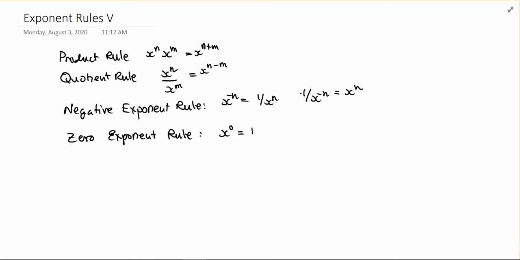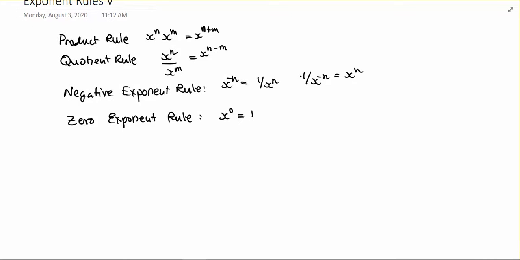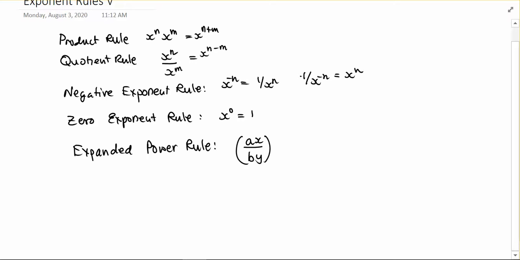Honestly, the power rule of a quotient and the power rule of a product, you can sort of put them both together, and if you just remember the expanded power rule, right? If you want to remember one rule that has both of those together, it will be the expanded power rule. It says if you had a x, b y to the n, then that's a to the n, x to the n and b to the n, y to the n.